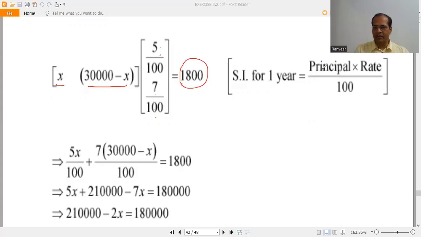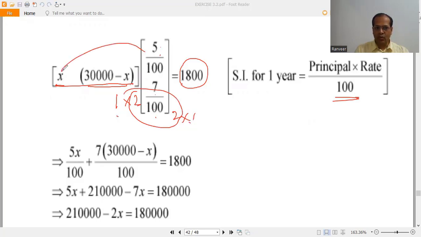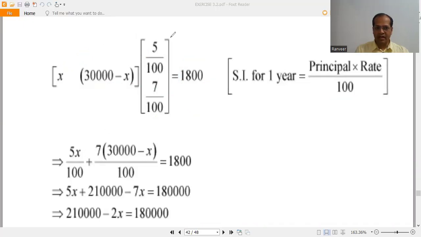So simple interest for 1 year is principal into rate by 100. So this is nothing but 1 is to 2, and this is nothing but 2 is to 1. So the result value is 1 is to 1. So just multiply X by 5 by 100, that is 5X by 100, plus then 30,000 minus X by 7 by 100. This is equal to 1800.